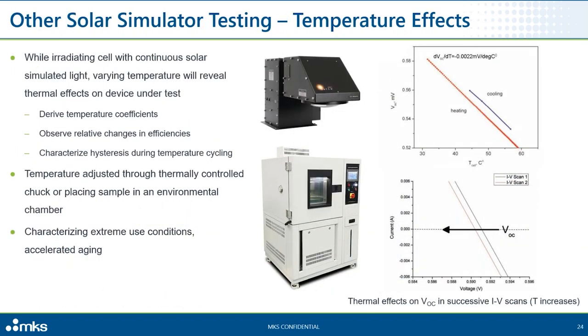Another way to consider testing and validating the efficiency of your device is temperature effects. As you're performing the IV characteristics under a solar simulator, you may want to vary the temperature to reveal thermal effects on that device under test. As you can see in the chart in the upper right, this shows a heating and cooling curve over time and how it affects the open circuit voltage while it's being tested. This can derive temperature coefficients for that curve.